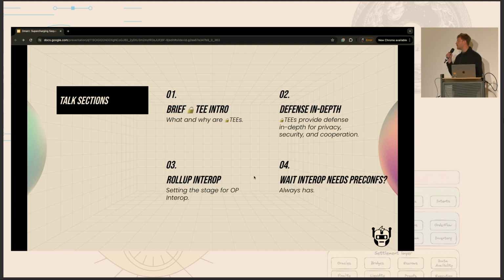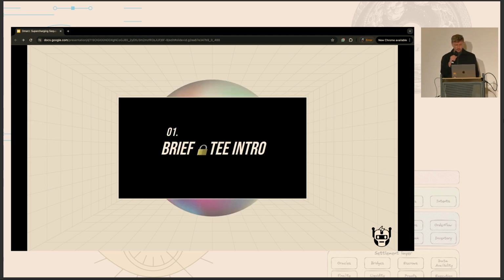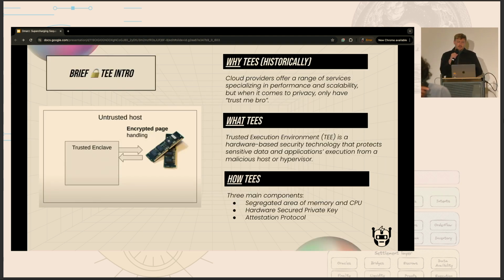Cool, so the rough outline of this talk is we'll do a very brief TEE intro. I'll then make a claim that TEEs provide defense in depth for privacy and security, and then the newer, more controversial claim is that it also provides defense in depth for cooperation. Last, I'll set the stage of rollup interop, specifically with the OP interop protocol, and then talk about why interop needs preconfs. Cool. So let's get into it.